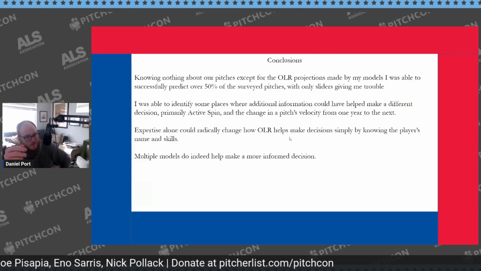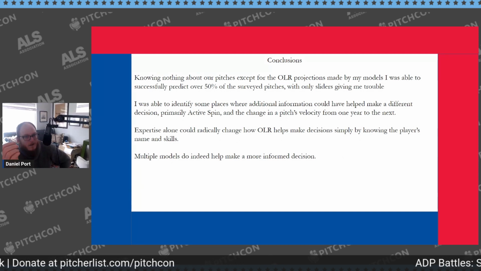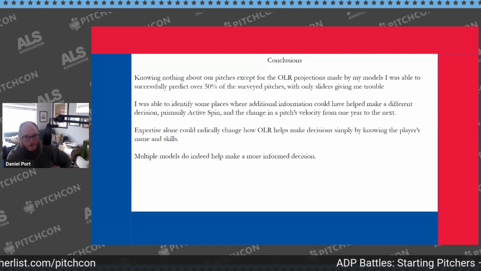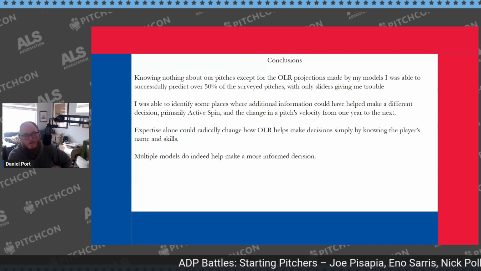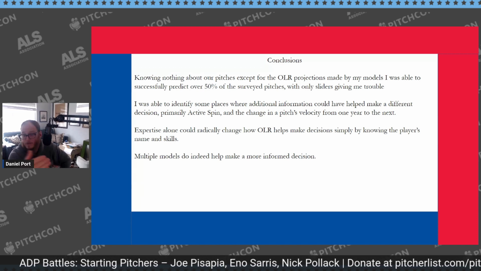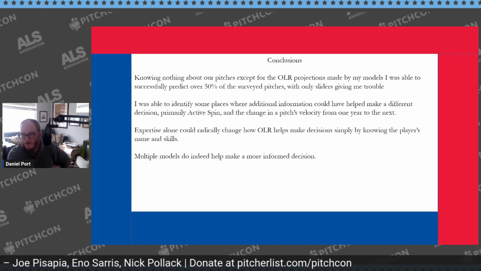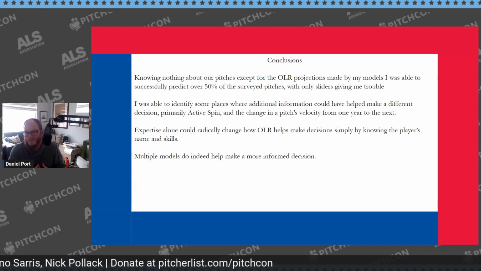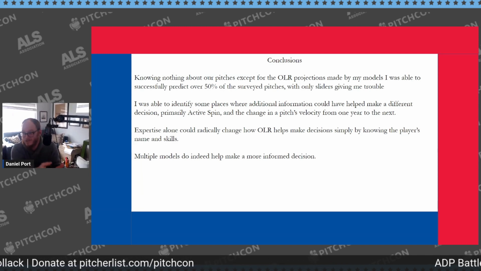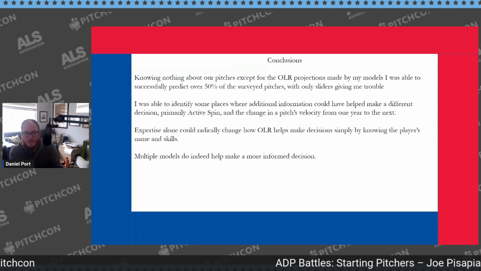Now let's talk about the conclusion. So kind of wrapping things up here. Those are all the pitches that we have. Knowing nothing about our pitches except for the OLR projections made by my models, I was able to successfully predict over 50% of the surveyed pitches, with only sliders really giving me trouble. And I think we covered pretty thoroughly how I know where I went wrong there. That was more human error than the model or the statistic. I think that's easily fixable, and I think I'll do much better in the future with that.